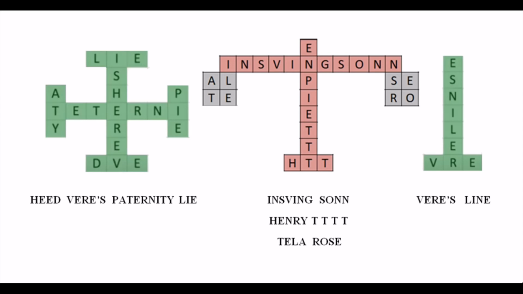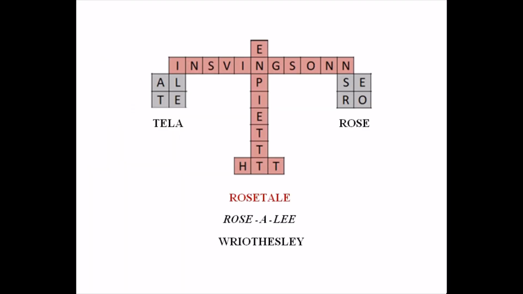of a set of scales with the words ensuing sun, Henry 4T, and tela rose. Tela means cloth or fabric in Spanish and has a similar meaning in Italian, so tela rose is rose cloth. Also, reading the words right to left, they spell Rosetale. Like the words listen and castle, if the T is silent, the pronunciation is Rosalie, which is how we've been pronouncing Southampton's name.